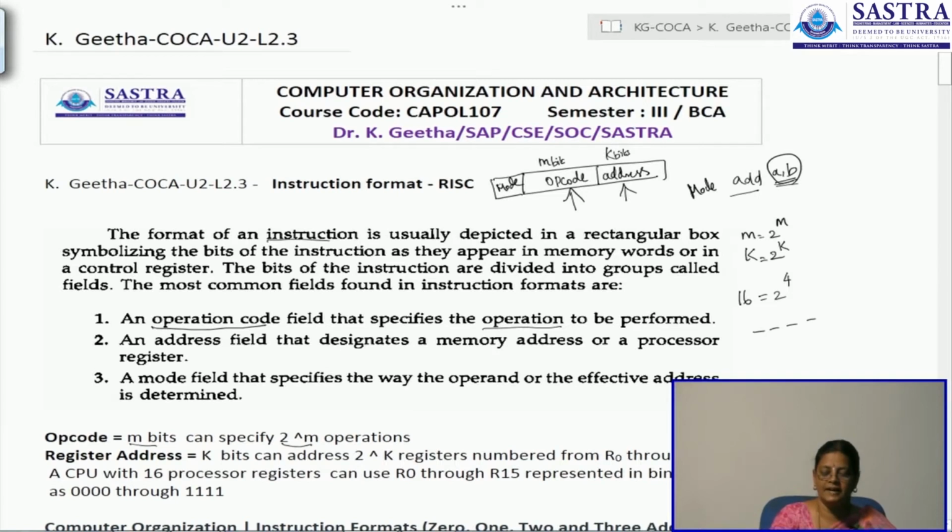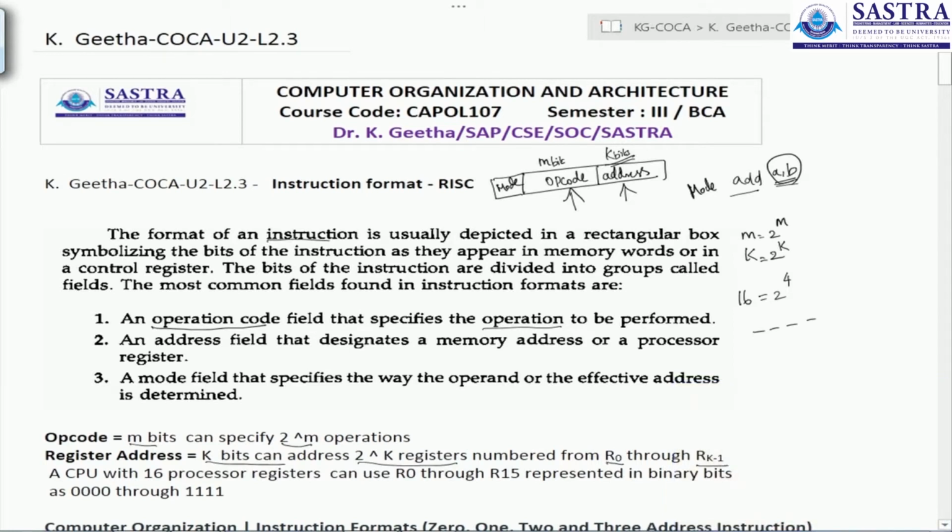So if you take an instruction, the number of bits reserved for the address will decide how many locations can be addressed. If I reserve k bits for the address, then 2 power k different locations can be addressed, and that is what I mentioned here. So if you have k bits as an address, then 2 power k registers can be numbered, and they can range from R0 through Rk minus 1.